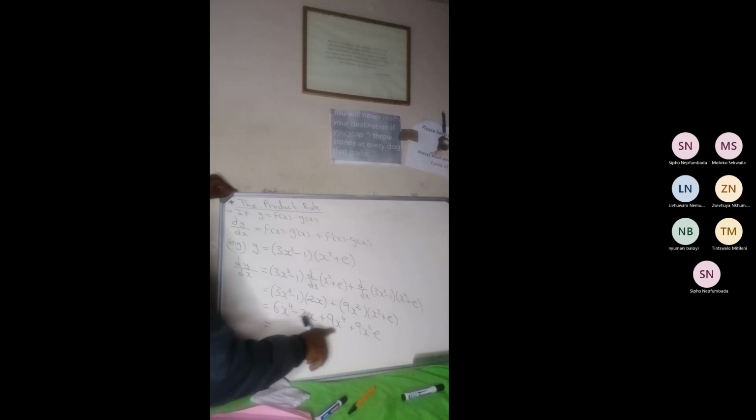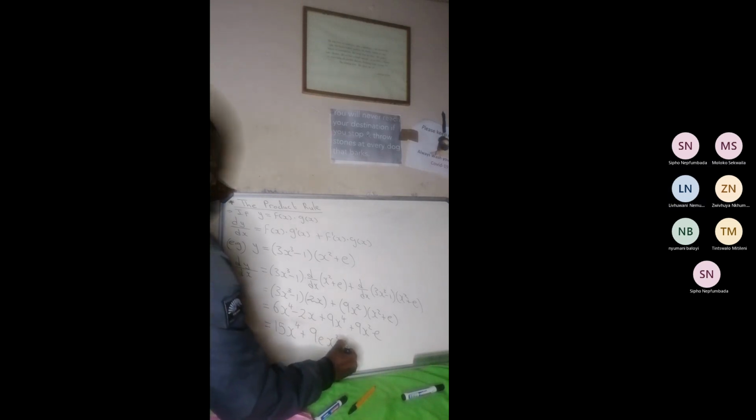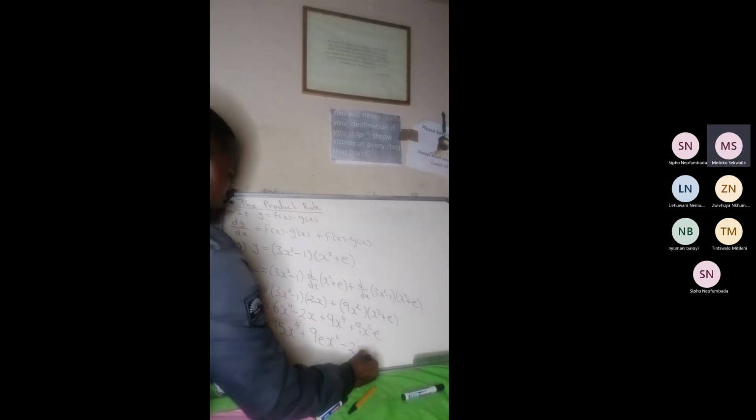So we rewrite our equation in mathematics to group the like terms. 6 plus 9 is nothing but 15. 15x to the power 4 plus 9x to the power 2 minus 2x. So did you understand the product rule?